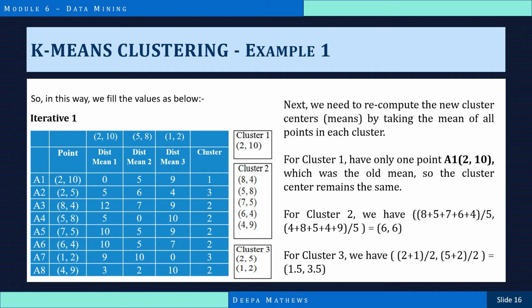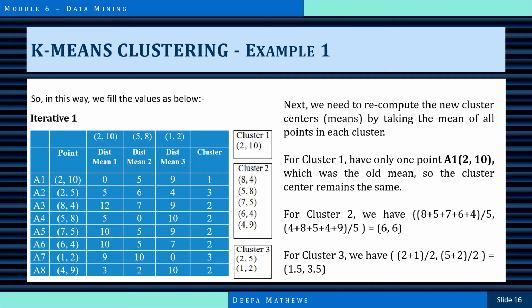Similarly, we need to calculate the distance between the point 2 comma 5 and the mean point 2 comma 10. We'll be getting the values 5, 6 and 4. Among these three values, the lowest value is 4, which is closest to cluster 3, and so this point A2 will be assigned to cluster 3.